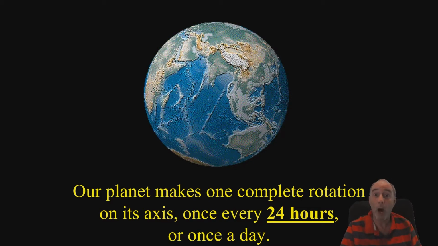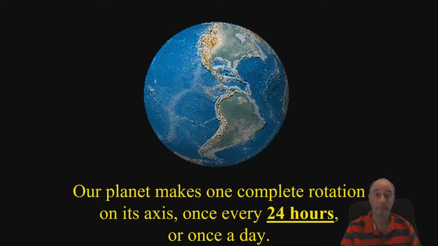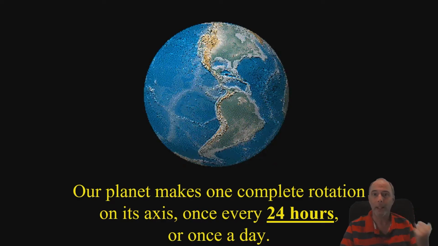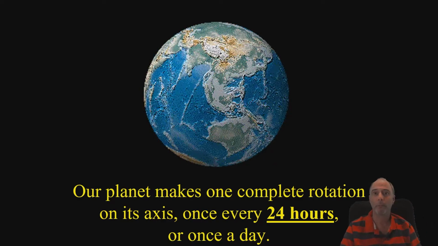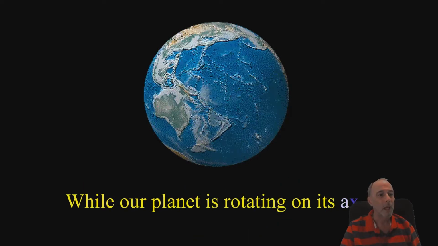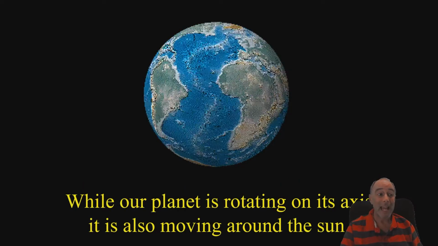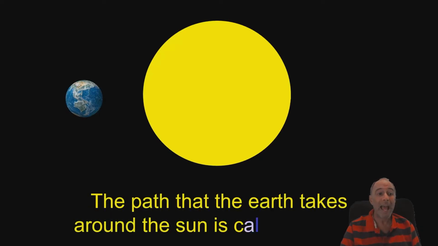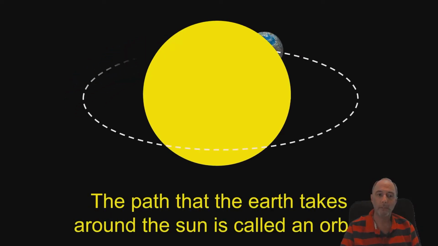And this is the reason why we have night and day. One side is facing the sun, the other side is facing away, and spin it goes. Makes sense, right? While our planet is rotating on its axis, it's also moving around the sun. The path that the Earth takes around the sun is called an orbit. See how that works?